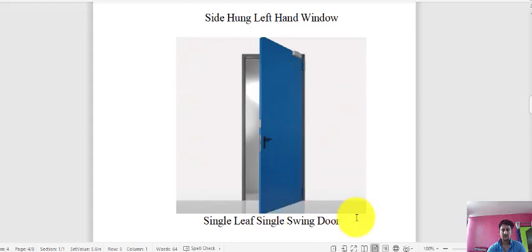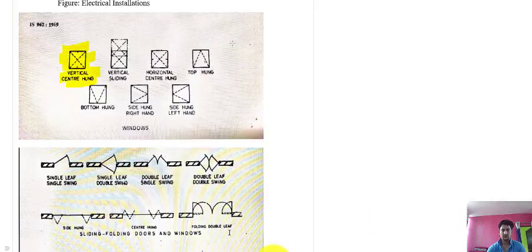This is a single leaf single swing door. In the symbol it is showing that there is only one side swing. And when we say single leaf double swing, that means the door can move inward and also outward. That is single leaf double swing.